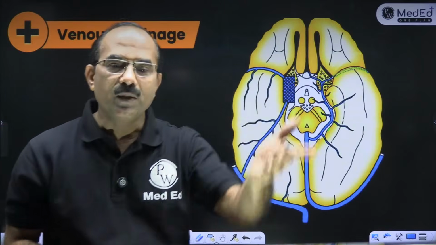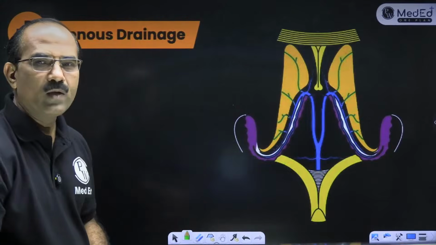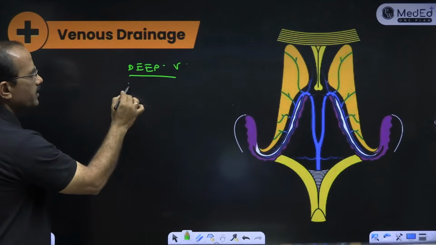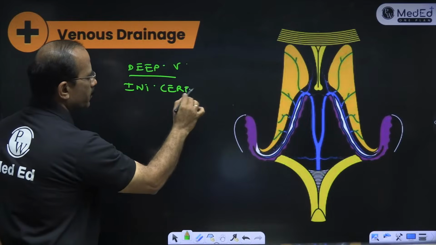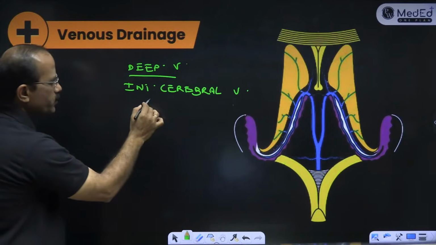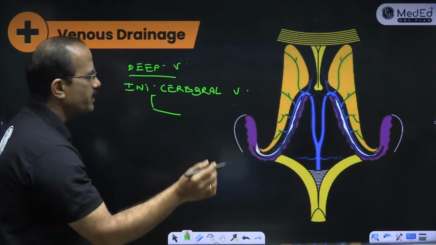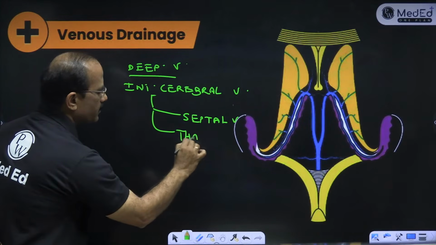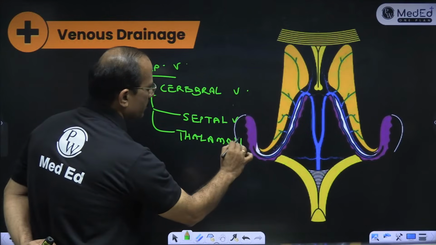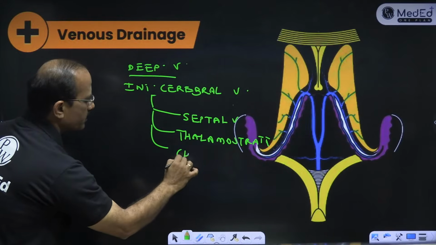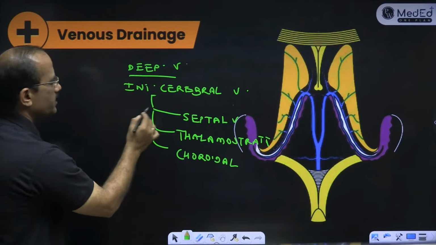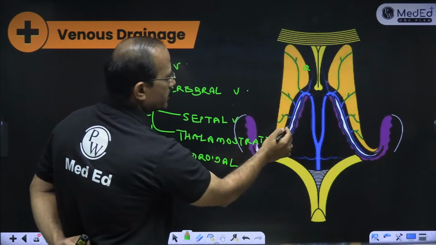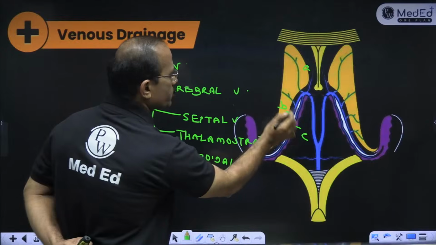Fine. Now coming to the deep veins. Deep vein is the internal cerebral vein. Superficial vein is clear, so deep vein is only one. That's the internal cerebral vein, and this is formed by joining of three veins. One is the septal vein. Second is thalamostriate, and choroidal. Okay, I'll just put numbers here, A, B, and C. So look here, this is septal vein A, this is choroidal vein C, and this is thalamostriate vein B.